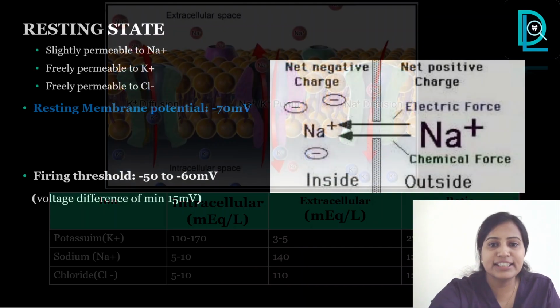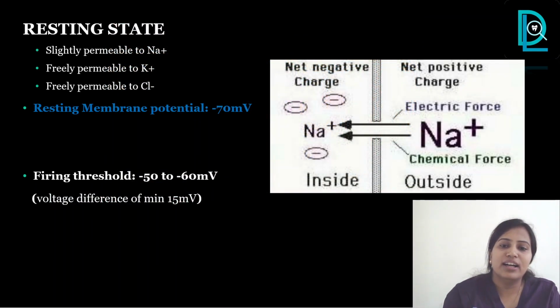So, in a resting state, what happens? The resting membrane potential is negative 70 millivolt, okay? And at a resting state, look at the permeability of the nerve membrane. It is slightly permeable to sodium ions, and freely permeable to potassium as well as chloride ions.